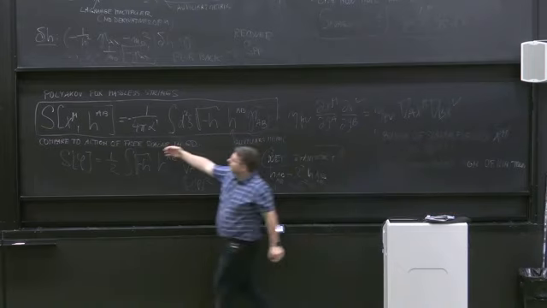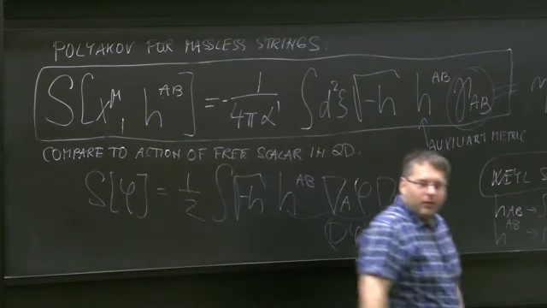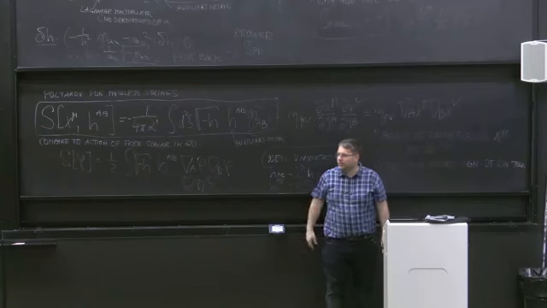You have to vary X^mu, it's like a free scalar field, but you also have to vary h_ab, and that introduces nonlinearity into the play. More questions?